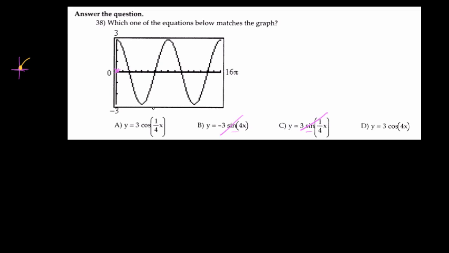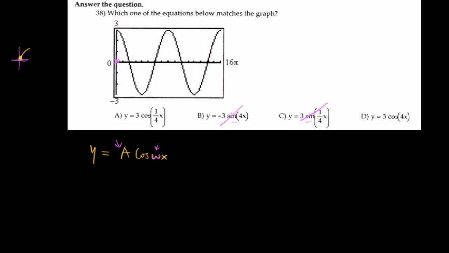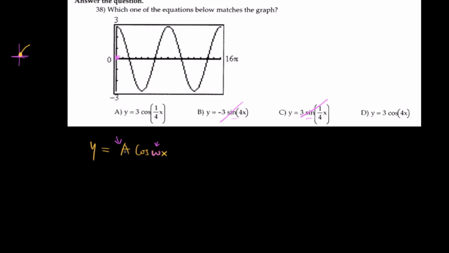Now, since it's a cosine function, the general form of a cosine function is y equals a cosine of omega x. Where this a here stands for the amplitude, and this omega here is just derived from the period. So how then do we derive this? We said a here is the amplitude. So from the graph, how do we know a, that is the amplitude?